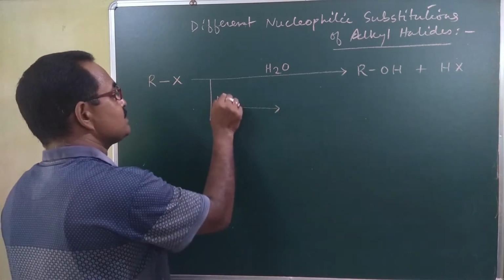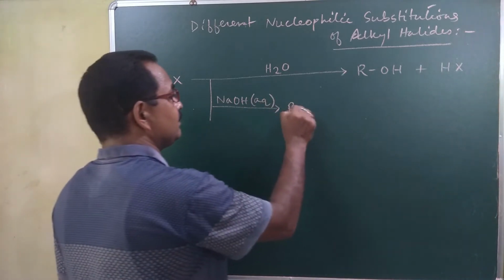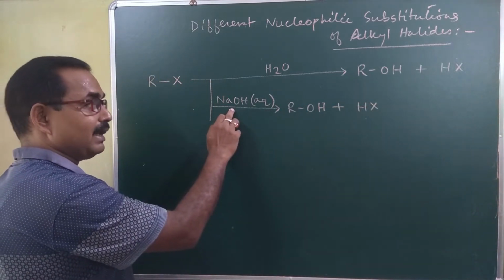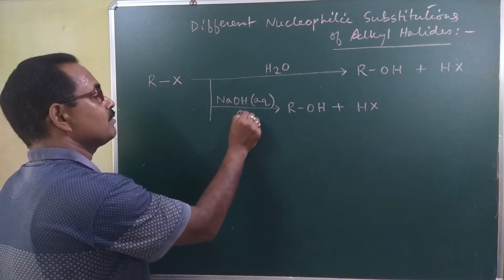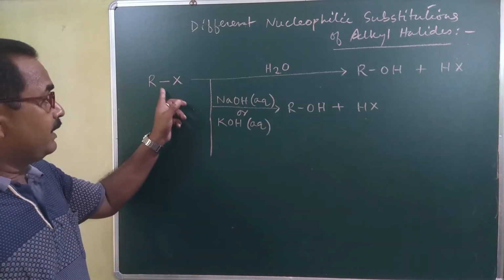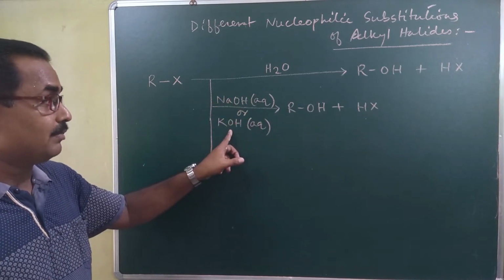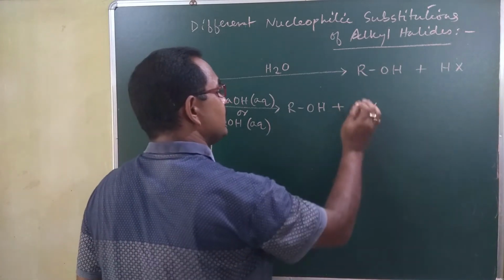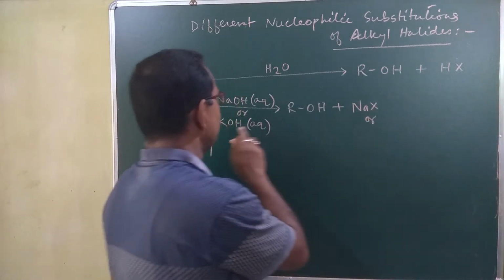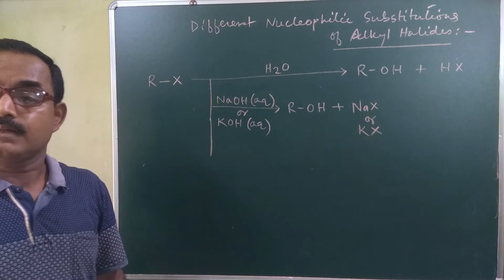Similarly, suppose this is treated with aqueous NaOH, we will get ROH plus HX. This reaction is called alkaline hydrolysis. We may use aqueous potassium hydroxide also. So when alkyl halide is treated with aqueous solution of sodium hydroxide or aqueous solution of potassium hydroxide, we will get ROH plus, this is not HX, this is NaX, or if you use potassium hydroxide this will be KX.